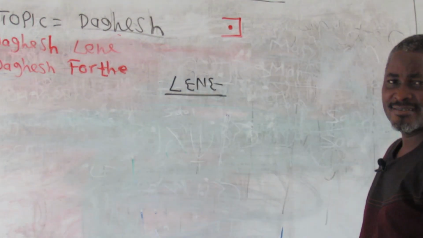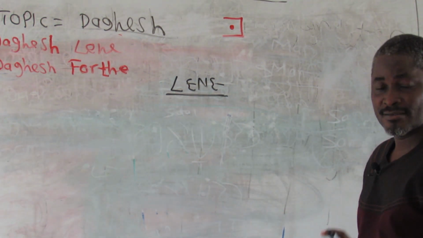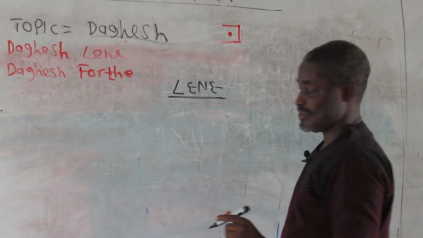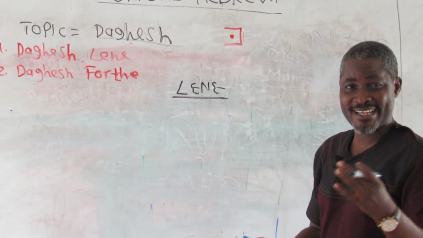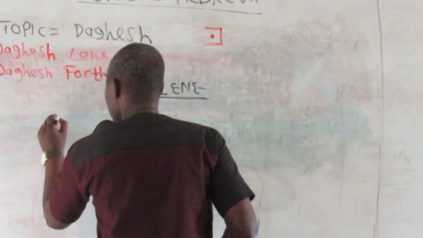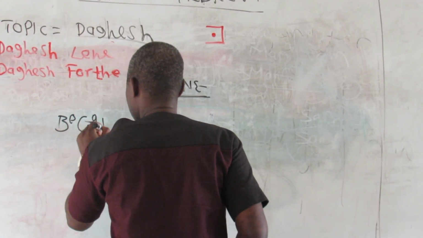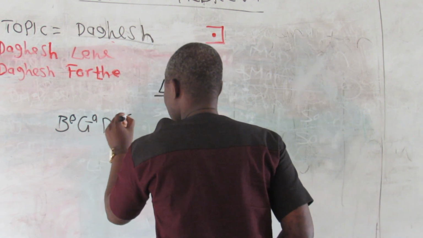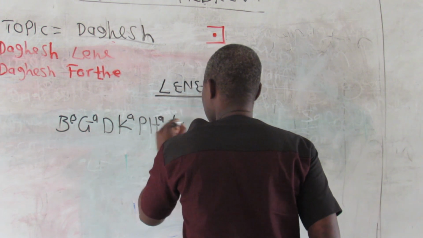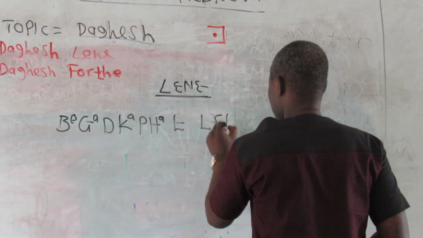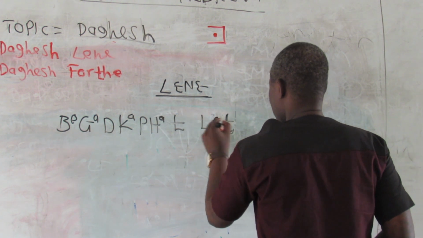Dagesh Lini is applicable to only 6 Hebrew letters, and those 6 Hebrew letters have been named Begad Kafat. Let me write it out. Begad Kafat letters.